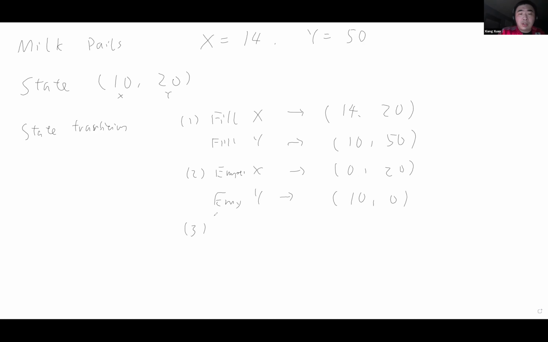Then the next one is you can pour the milk from one pot to the other one. I can pour from x to y because y has 20, x has 10, and y's capacity is 50. So after the pour, you will get 0 and 30. Then you can also do from y to x, in which case x, the maximum is 14, so you can at the most get 14. At that time, y is going to be left as 16.